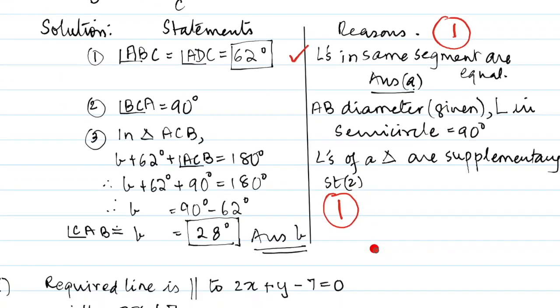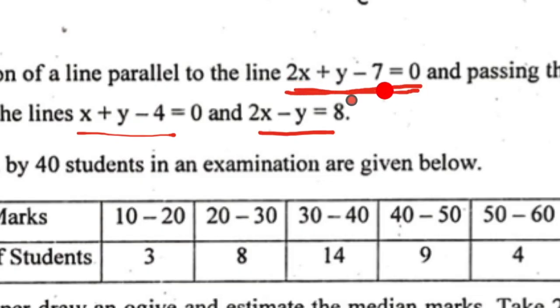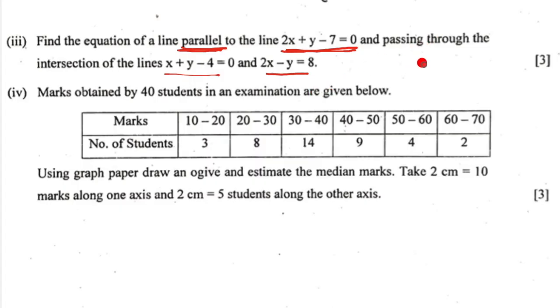Let us come to the third part. Question 6.3. Find the equation of a line parallel to this line and passing through the intersection of these two lines. So we will have to get the slope of this line, because our line, which is the required line, will have the same slope as it is parallel to this line. And we need a point through which it will pass. So these two lines where they intersect, we'll have to solve these simultaneously.